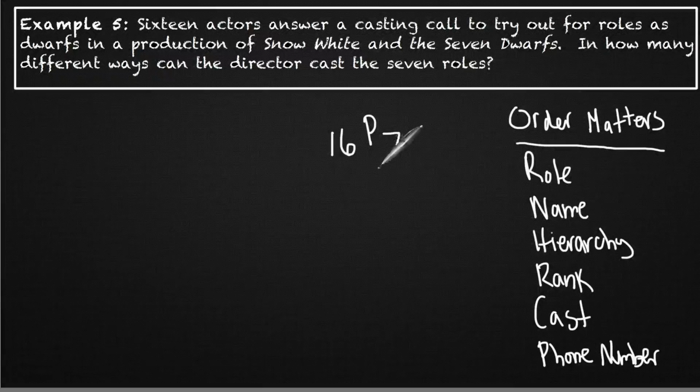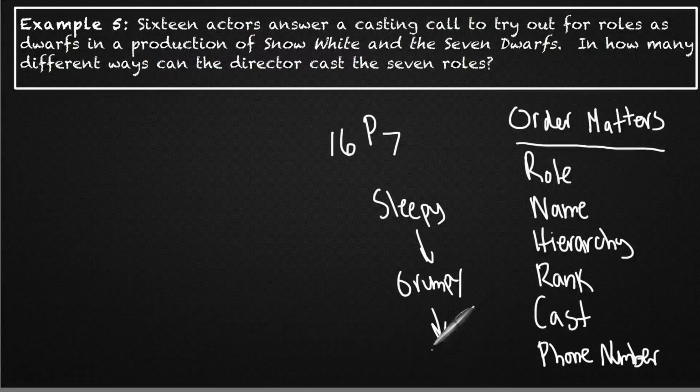In other words, it's not just enough that you have the 7 actors that you've chosen. As soon as you switch one dwarf with another, so Sleepy becomes Grumpy, or Grumpy becomes Dopey, there's going to be a different cast that you have to consider. It's not just enough that you have the same 7 actors in the play.